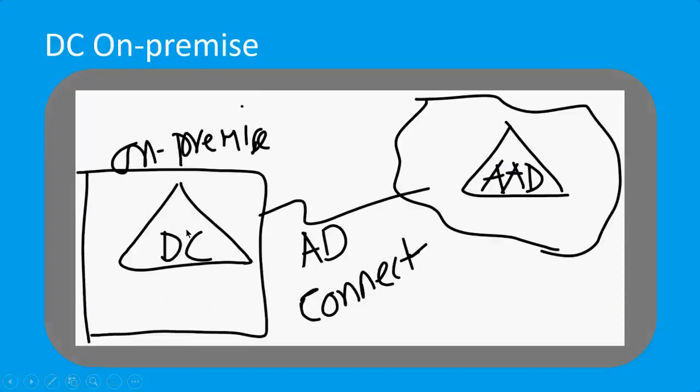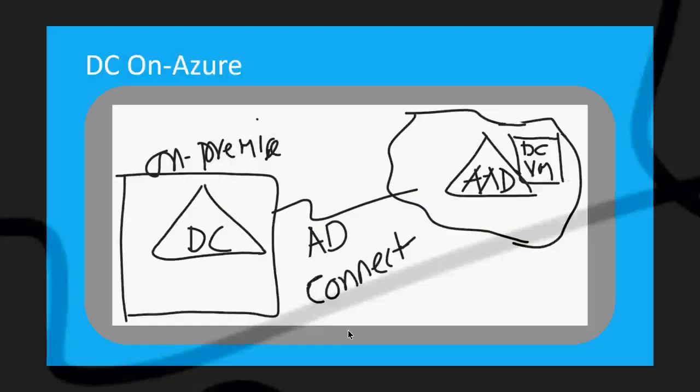You will maintain a domain controller on-premises and you will use AD Connect and connect to Azure AD, and whatever you create here will be available here. User accounts and group accounts and their object IDs, all the properties will get replicated here, and as a result users can log in here and they can log into the cloud. So this is again the most widely followed approach.